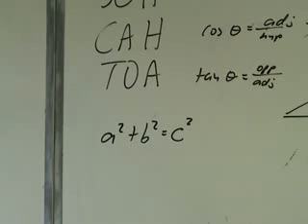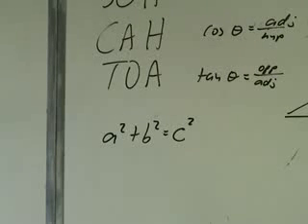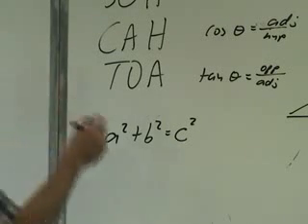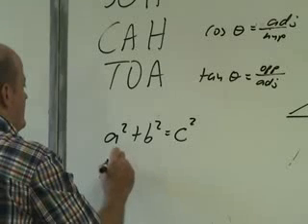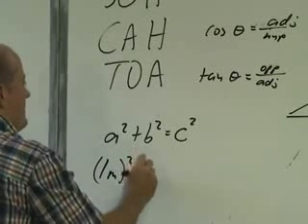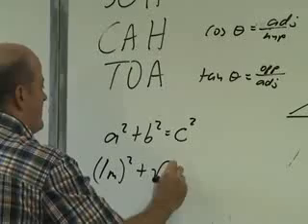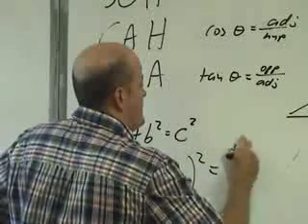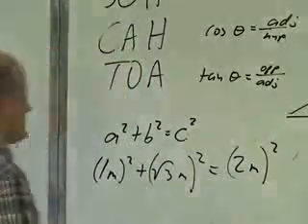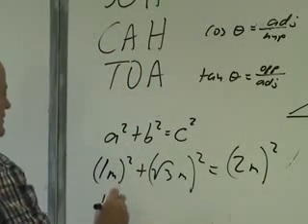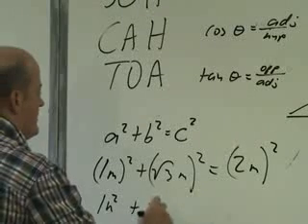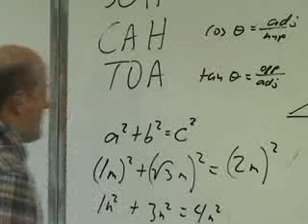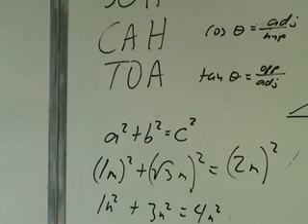This one we're talking about the lengths. So if I've done this problem right, if I take the length of A, 1 meter squared, plus length of B, square root of 3 meters squared, that should be equal to 2 meters squared. So I've got 1 meter squared plus 3 meters squared is equal to 4 meters squared. That looks like I did the problem right.